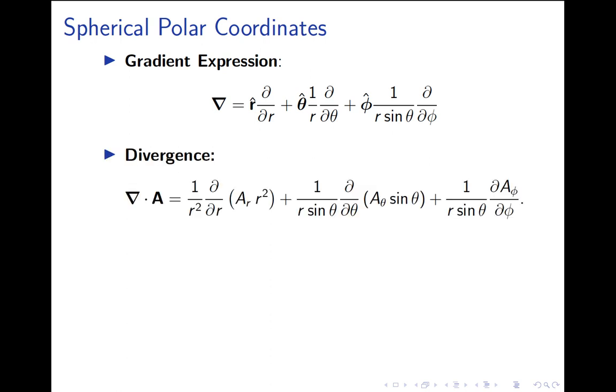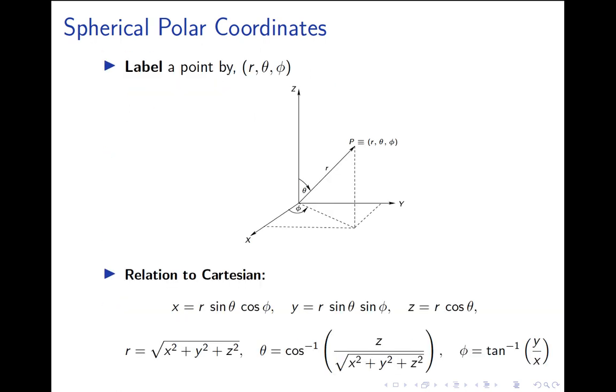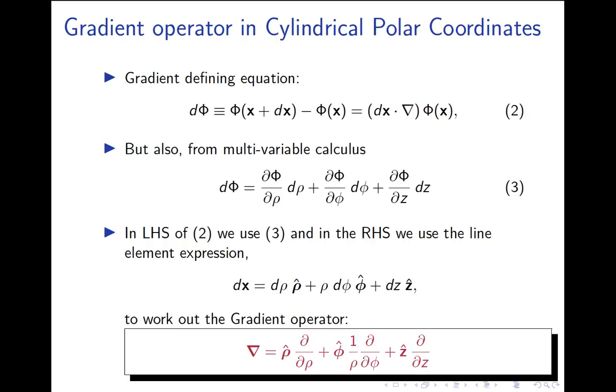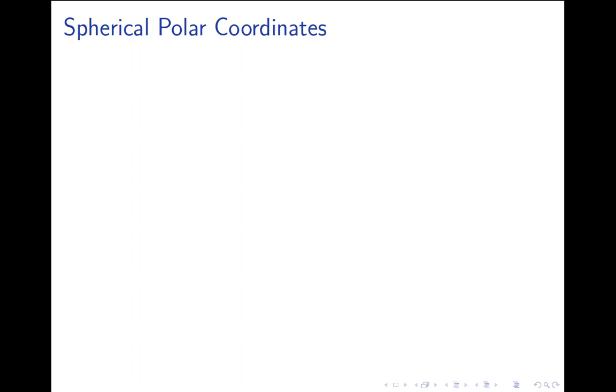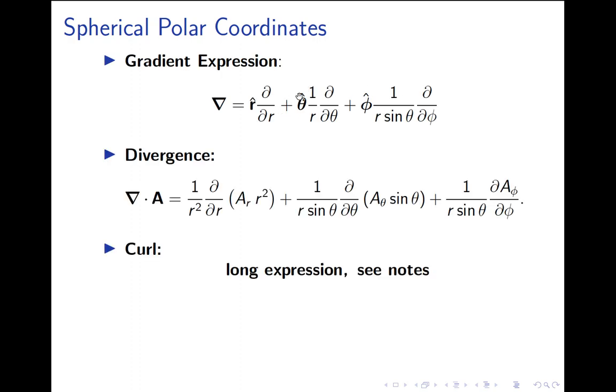The expression for the gradient can be simply obtained. As I said, just follow the same rule as before. You start from the defining equation d phi equal to this, and then d phi you can write using rules of multivariable calculus. dx also you can write using the definition of the line element. From that, work out what the expression for the del operator is, and from the geometrical interpretation of divergence and of curl, you can extract the expression for the divergence and curl as well.